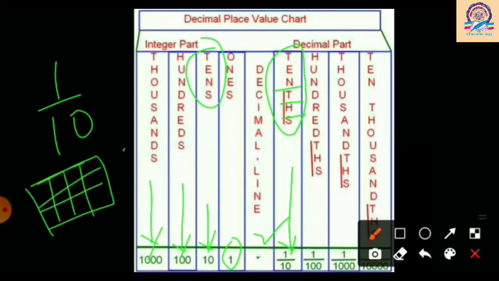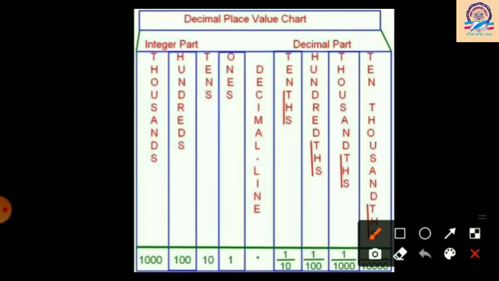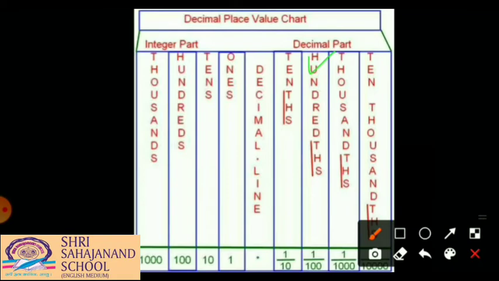Okay, so each part will be known as its tenth part. Similarly, here we have hundreds, so it will be written as 1 upon 100, because 100th part of 1 is known as hundredths. Similarly, thousandths means thousandth part of 1, it will be known as thousandths.